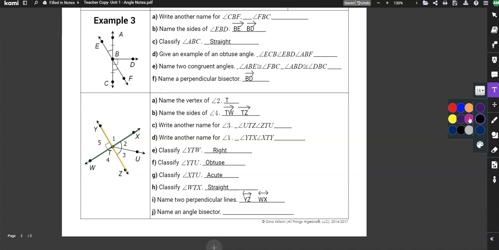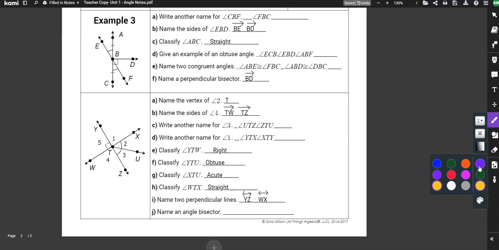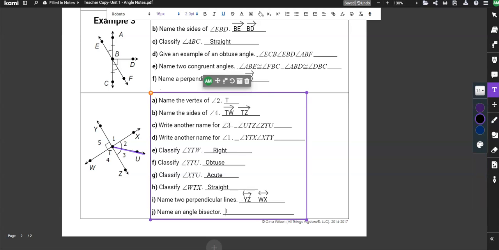And last, it wants us to name an angle bisector. Now again, I'm pretty sure that what they are looking for here is for us to identify TU, and that would be a correct answer. So I am going to put that as the answer.